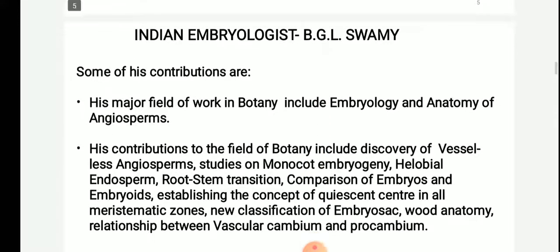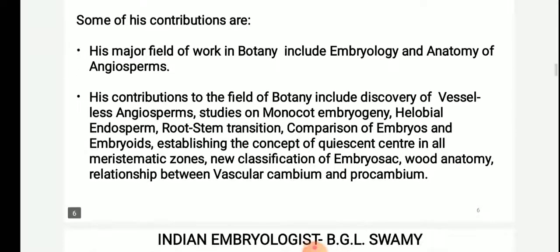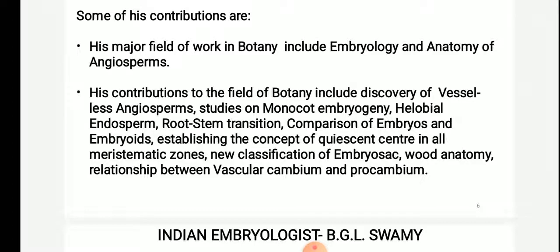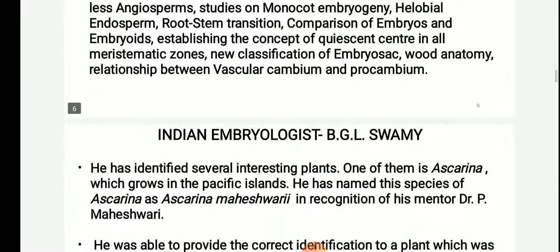Some of his contributions are: his major field of work in botany includes embryology and anatomy of angiosperms. His contributions include discovery of vessel-less angiosperms, studies on monocot embryogeny, helobial endosperm, root stem transition, comparison of embryos and embryoids, establishing the concept of quiescent center in all meristematic zones, new classification of embryo sac, wood anatomy, and relationship between vascular cambium and procambium.